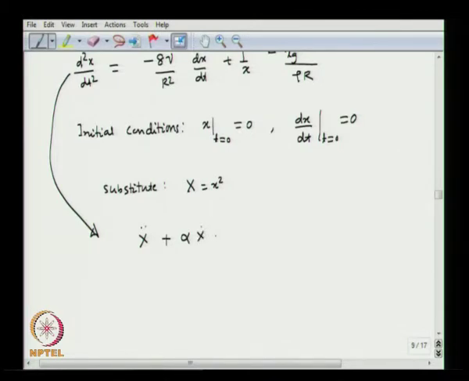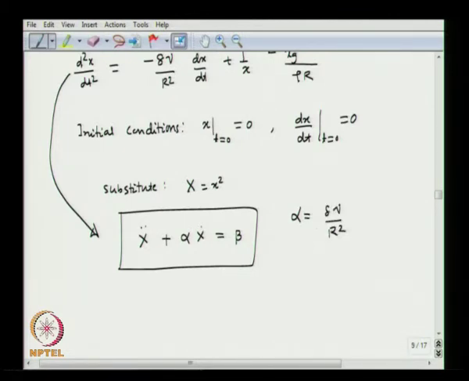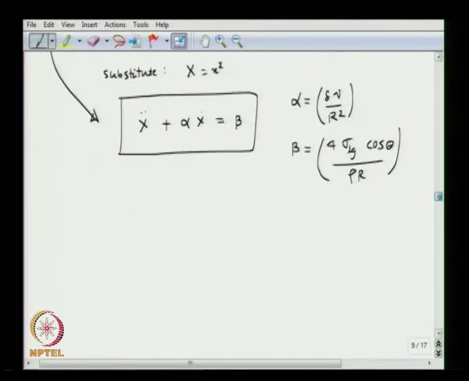this equation would reduce to d square capital X over dt square plus alpha into d capital X over dt equal to beta. And here alpha would be 8 nu over r square and beta would be 4 sigma Lg cos theta over rho r. Now, this equation is easy to solve. So, you can find a solution for this.